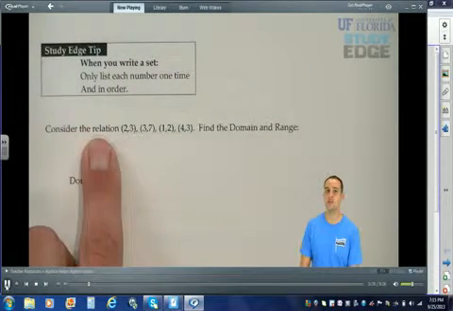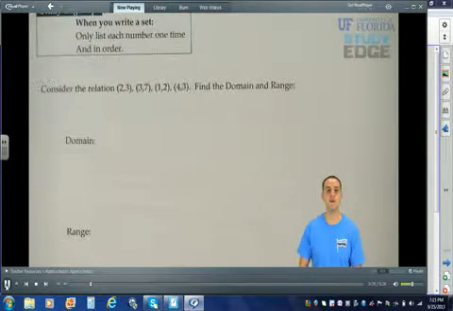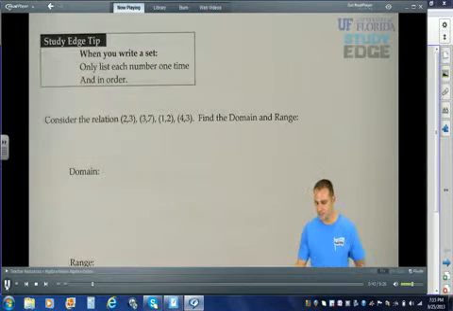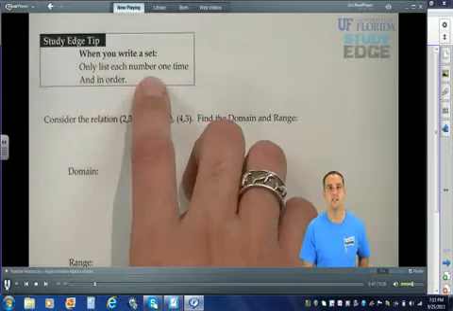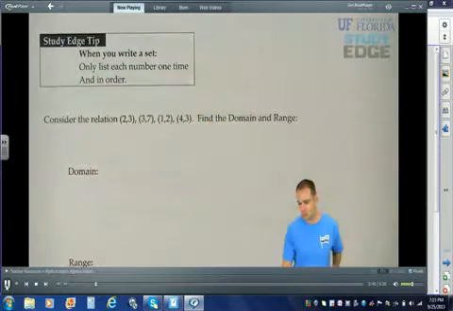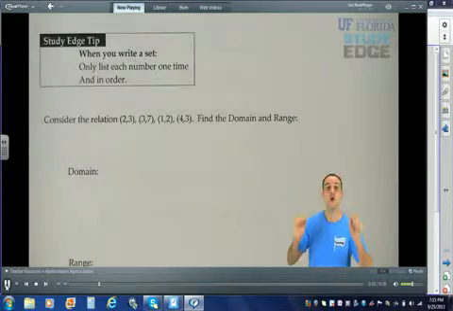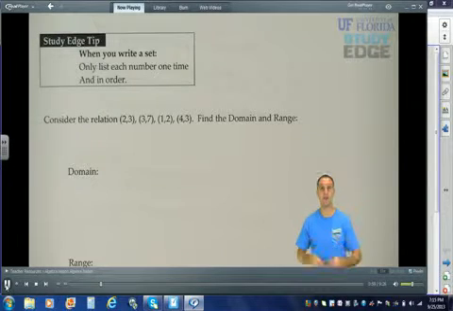So consider the following relation. We have x and y coordinates. We want to find the domain, and then we want to find the range. Before I even get to this, I've got a little study edge tip for you guys. When you write a set, only list each number one time and list it in order. Got it? Write it one time and in order, smallest to largest.